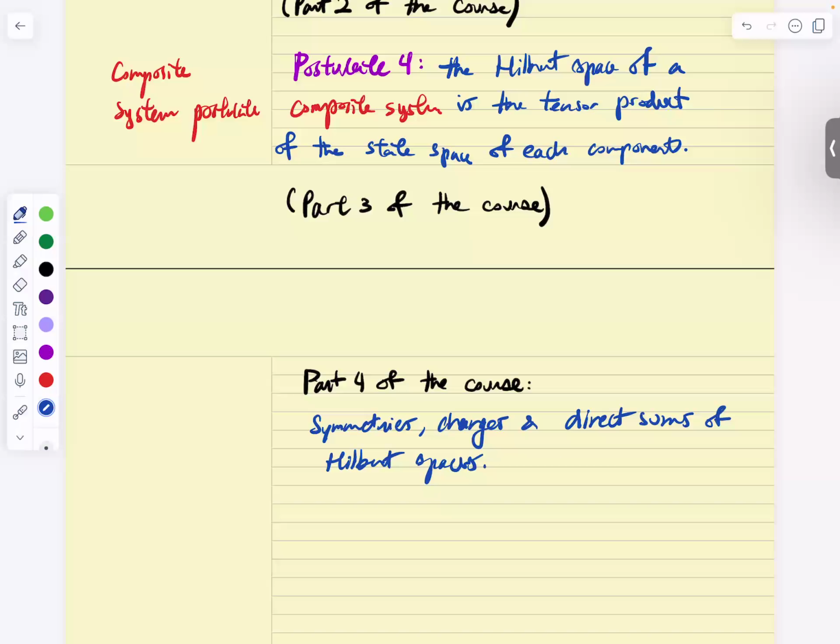Something is pretty simple. We'll go over it, and that's going to be part 4 of the course. If you take the Hilbert space of 1 particle and direct sum with the Hilbert space of another particle, you're not describing 2 particles. You're talking about a system with conserved charges, and we're going to go over that. Right? So that's the rest of the course that we're going to cover.